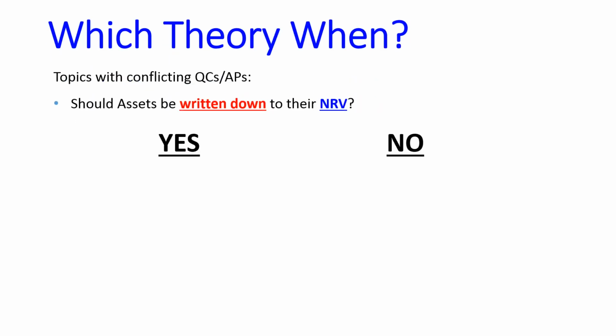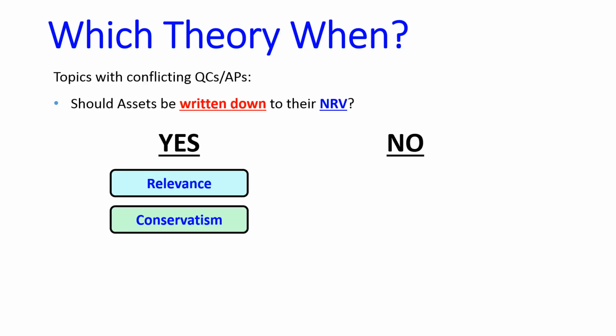What about writing down assets to their net realizable value, such as stock? Yes, on the one hand, we've got relevance, as in it'll help us make decisions on how to sell the stock if we write it down to its lower amount. Also, to be conservative, we'd recognize an expected loss. On the other hand though, reliability says no, the net realizable value is always an estimate.